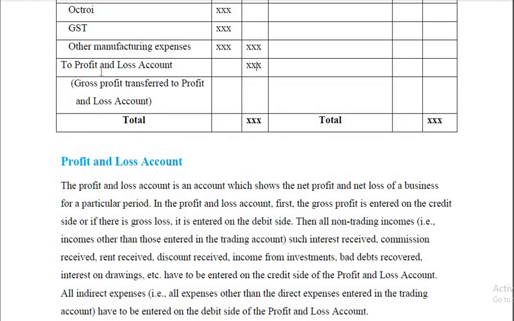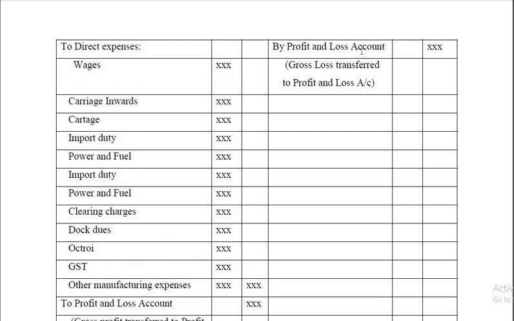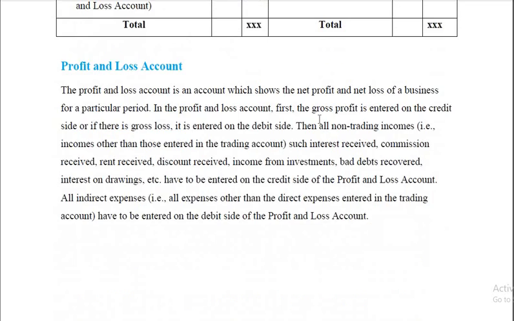So here I see the profit and loss account. That means profit and loss account is credited by this balance, that is trading account, which is nothing but the gross profit transfer. If there is a loss, then profit and loss account is debited and trading account is credited.